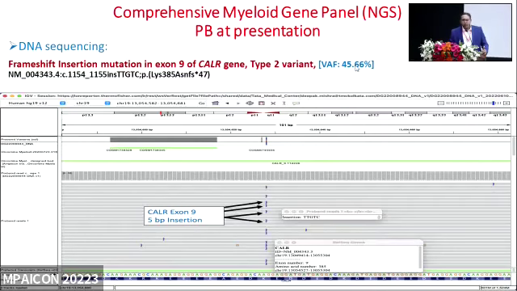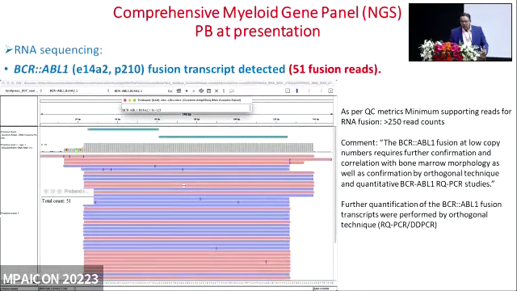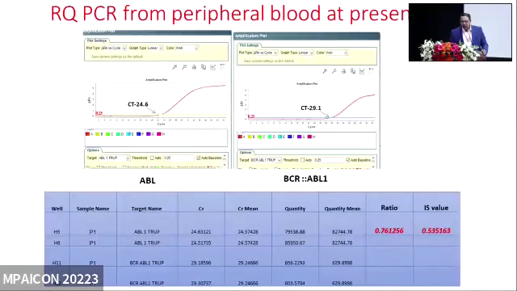This is an IGV picture of the CALR mutation. Interestingly, the RNA sequencing gave us a BCR-ABL fusion. However, the fusion reads were just 51. We have a cutoff of 250 reads; only if the reads are more than 250 do we call a fusion positive. But there was something that was seen.